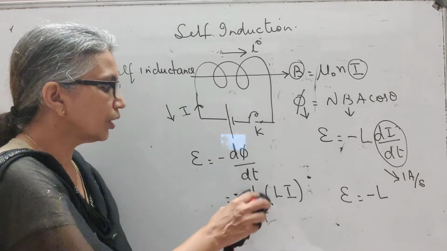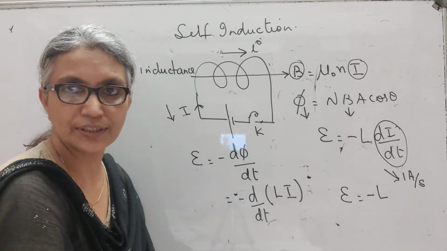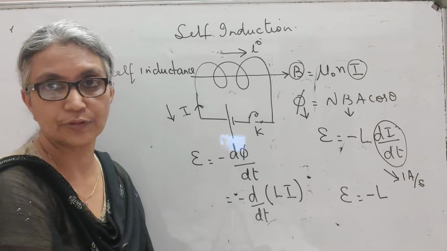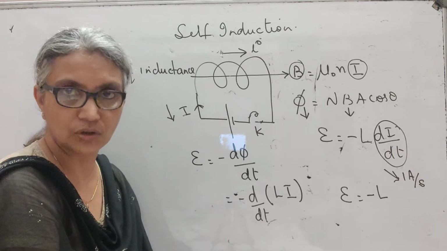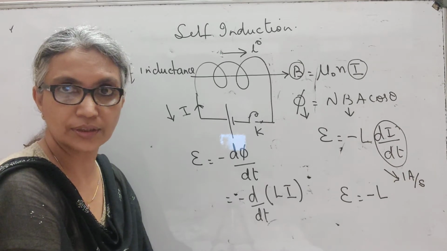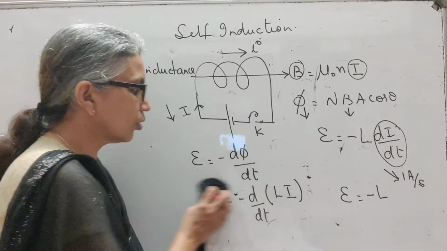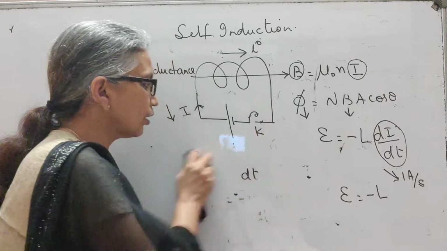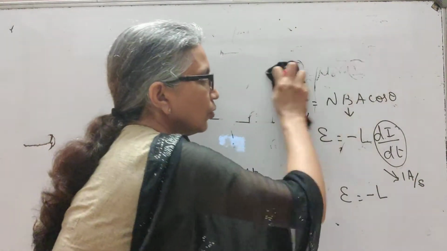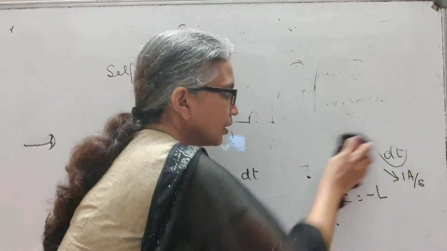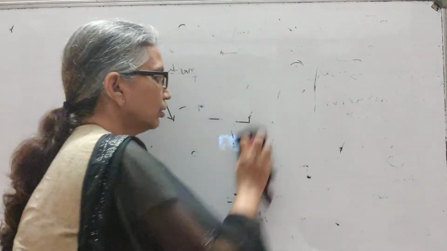We need to derive an expression for self-inductance, just as we did for the mutual inductance of a pair of coaxial solenoids in the previous section. So we are now going to derive an expression for self-inductance here. For that, we are going to take a coil whose length is L.